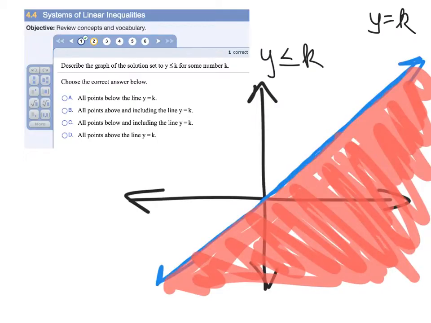And so what does that mean? That means our answer is C. All points below and including the line.